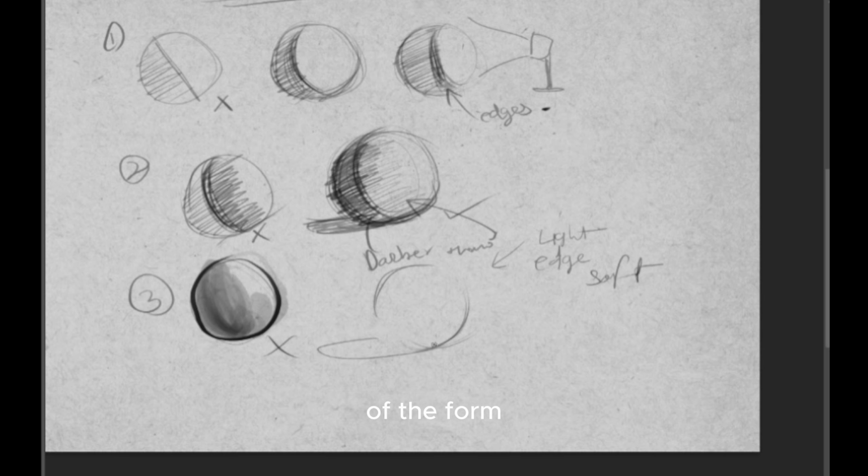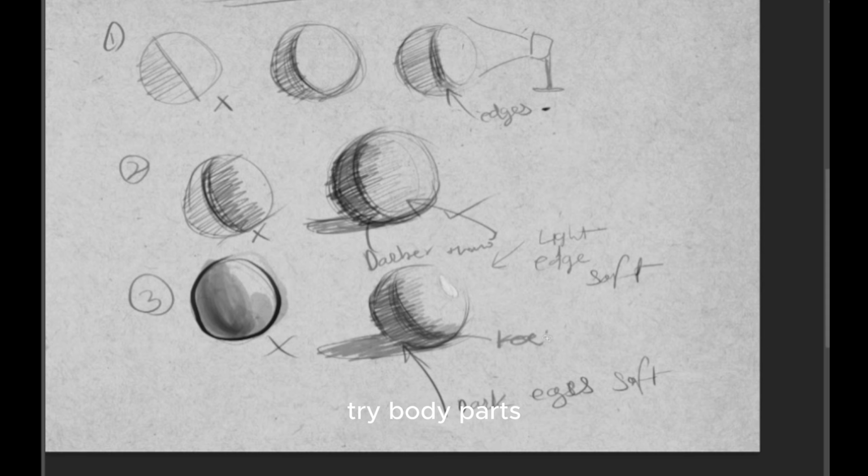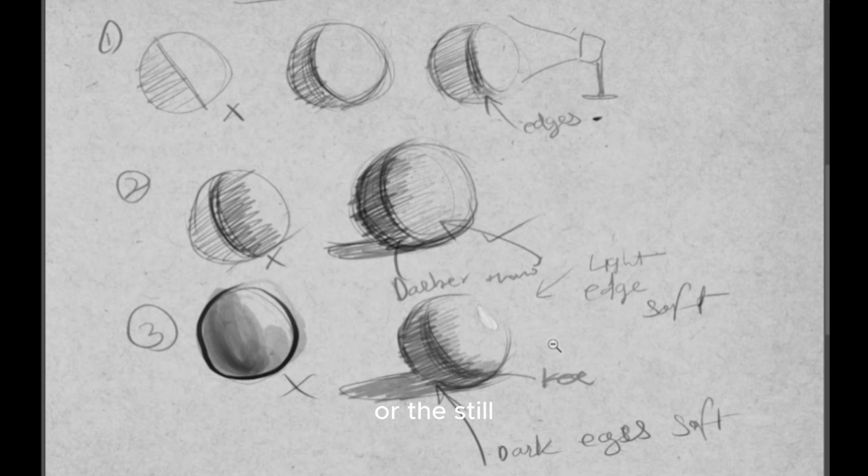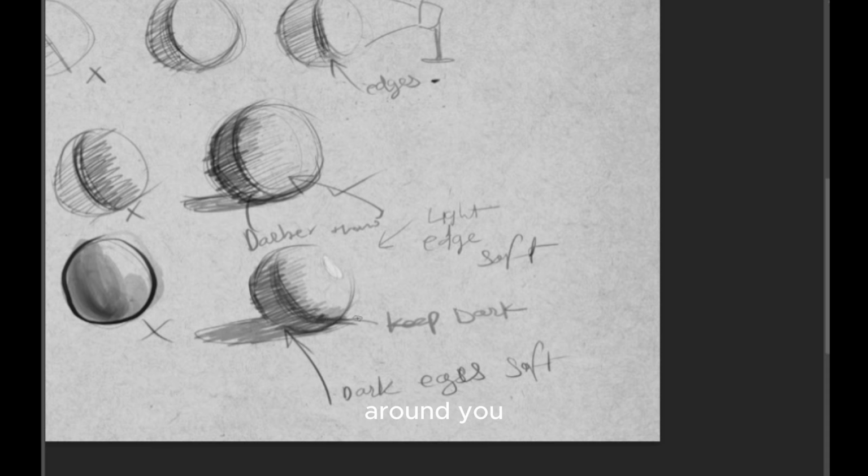First, draw the shape of the form. Then draw the shape of the shadow on the form. Then give the shadow a darker value. That's it. You have learned how to render. When you get comfortable drawing that, try body parts or the still life objects around you.